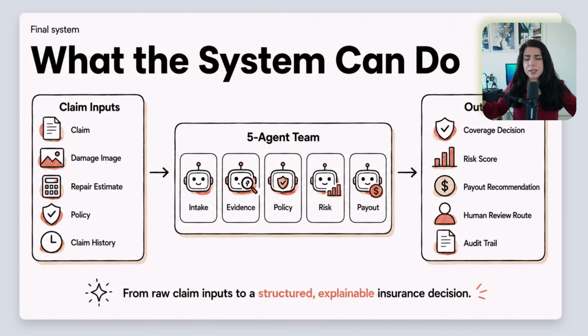So the whole system is: we've got our claim inputs like claim damage, repair estimates, policy, claim history. It goes through our 5-agent team. And then finally we get these outputs: coverage decision, risk score, payout recommendation, human review route, and also an audit trail.